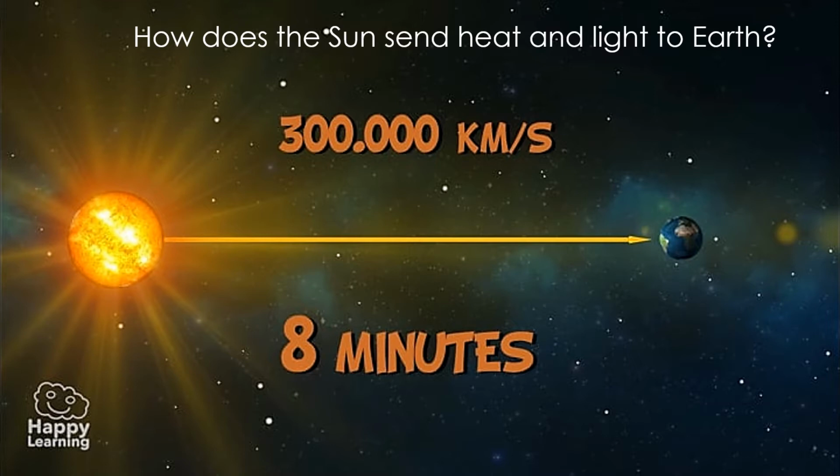So what is radiation? Radiation is one way to transfer heat. So when you put your hands near the fire and you can feel the heat, that is what you call heat radiation. When you feel the heat of the sun, that is what you call solar radiation. That's the heat and light from the sun.